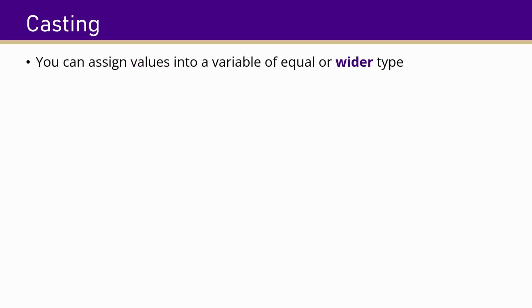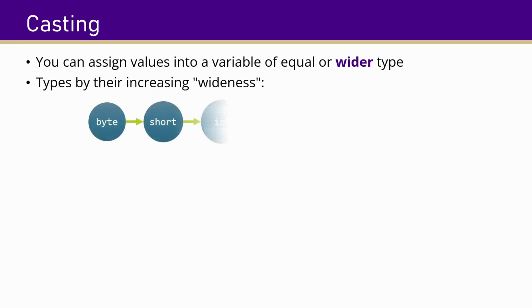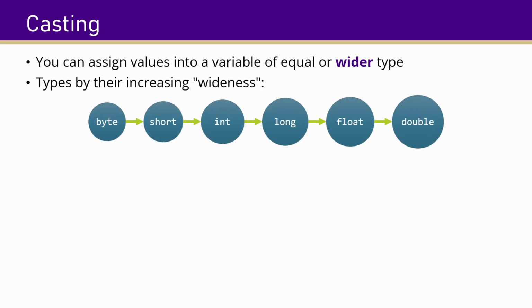So the general rule is, you can assign values into a variable of equal or wider type. And these are in order like so. Byte is the narrowest and double is the widest.